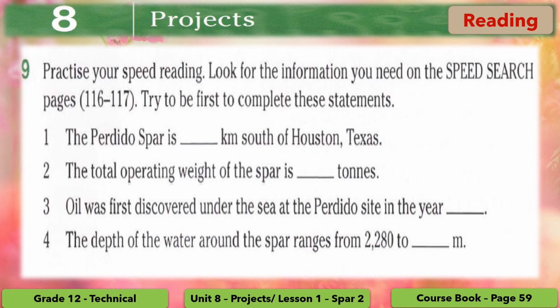Dear students, our second objective in our lesson for today is reading. So from page 59, please do exercise 9. In this exercise, you have to practice your speed reading. Look for the information you need on the speed search pages 116 and 117. Try to be first to complete these statements. Have a look at the 4 statements, then go and read very fast, scan and try to get the numbers that you need to complete the statements.